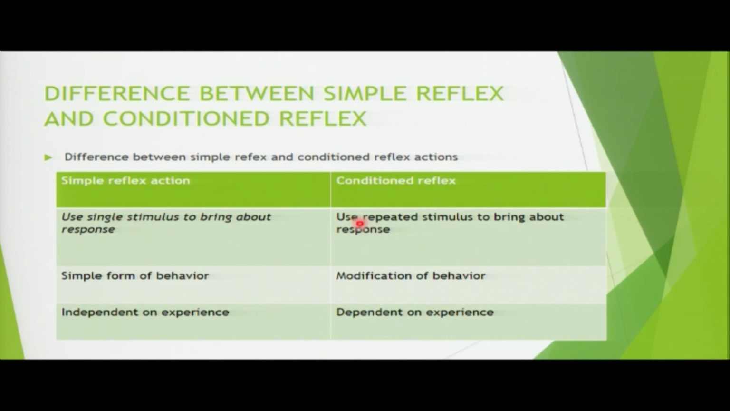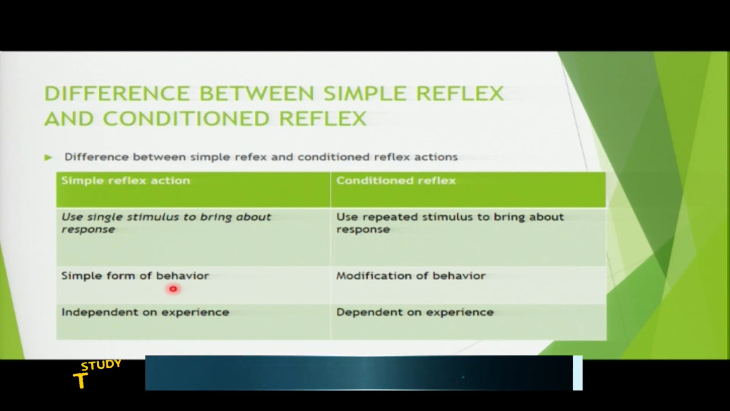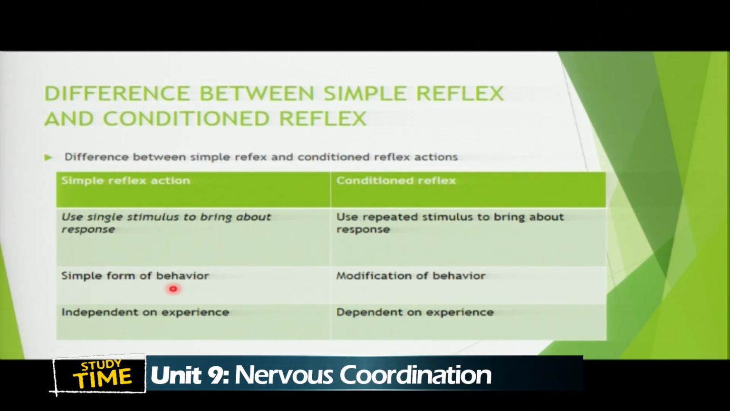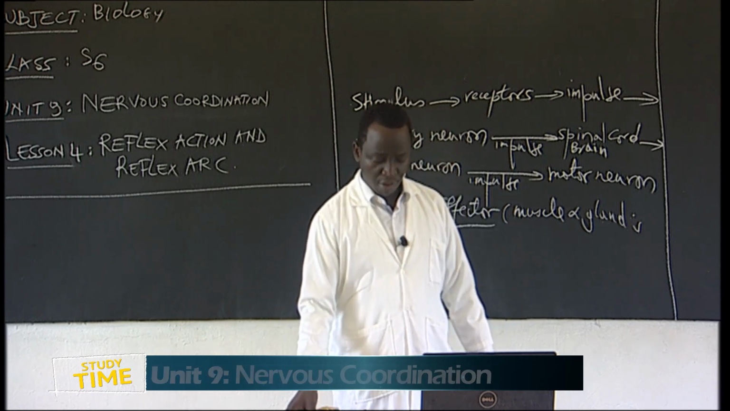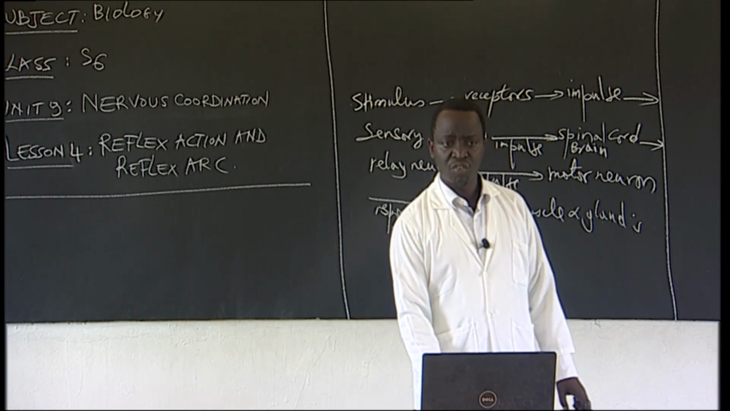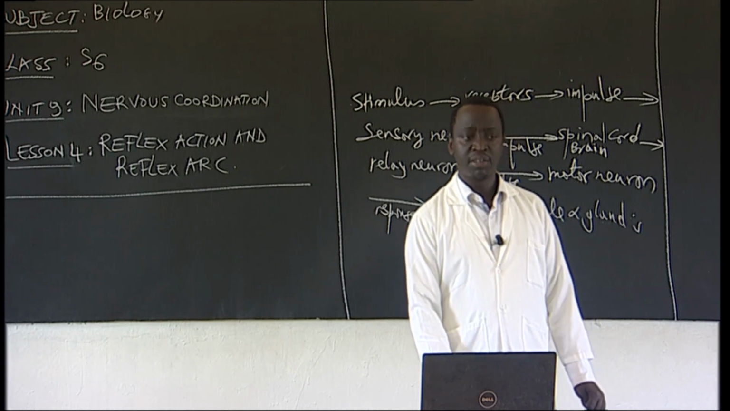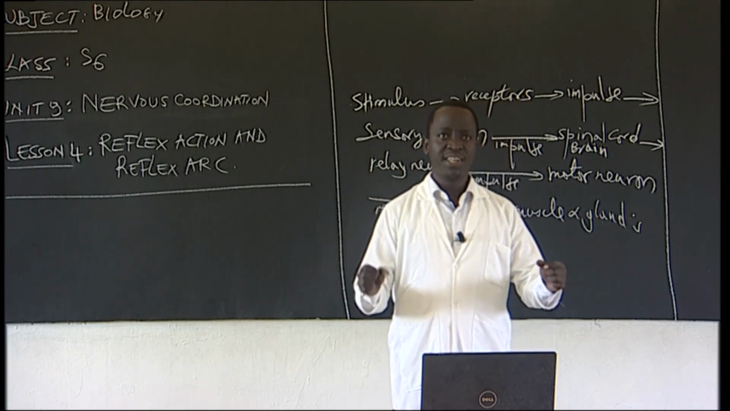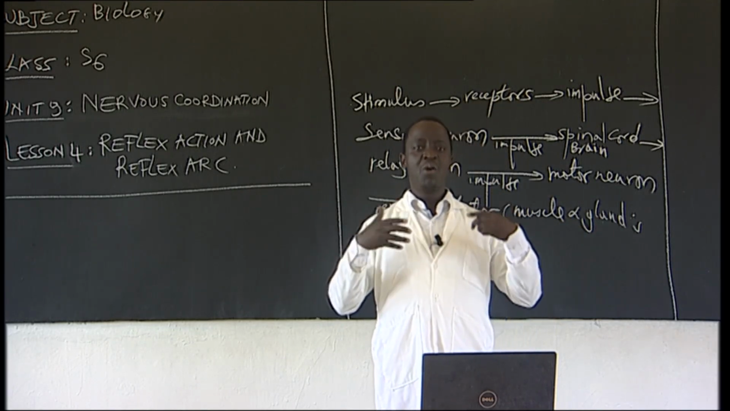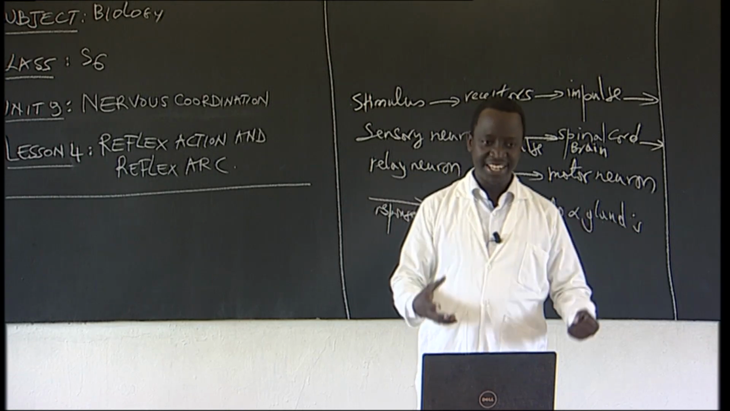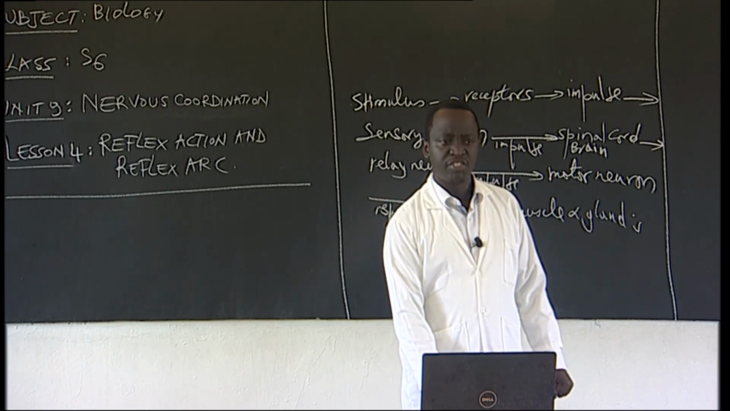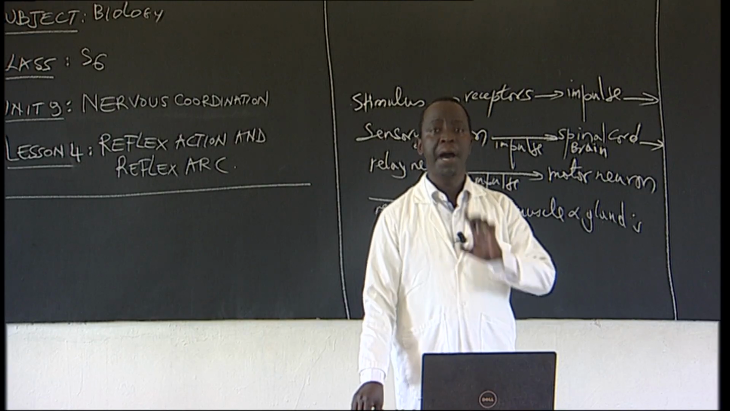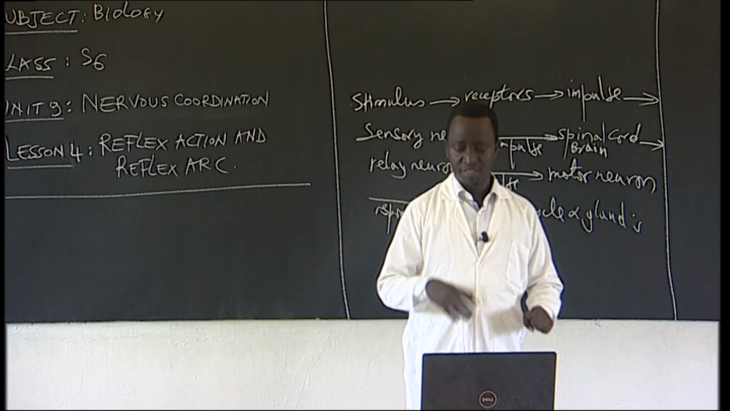The complex stimuli. So for simple reflex action, there is simple form of what? Of behavior. There is just behavior. If it is just when you touch the hot object, then you remove it. That is one behavior. But for conditioned reflex, there is modification of what? Of behavior. Are you getting this? Modification of behavior. You have complex behavior. The dog, when there is a ring of this bell, the dog can now react. Can react quickly. So simple reflex is independent of experience. This does not depend on the experience. It happens naturally.